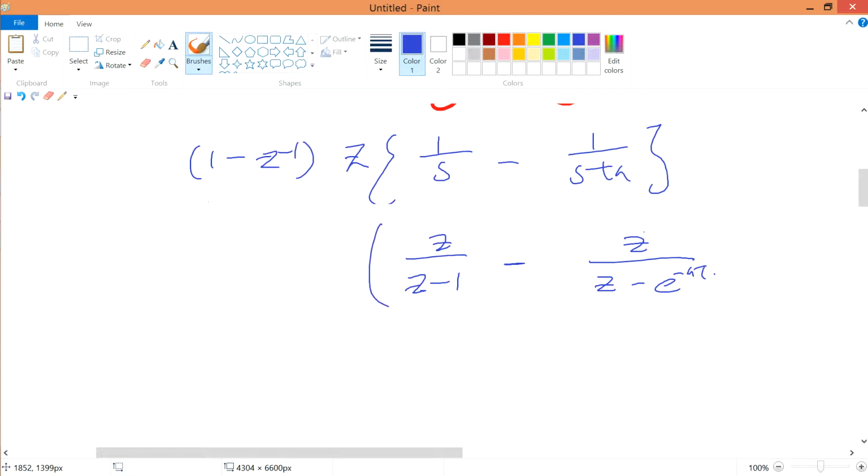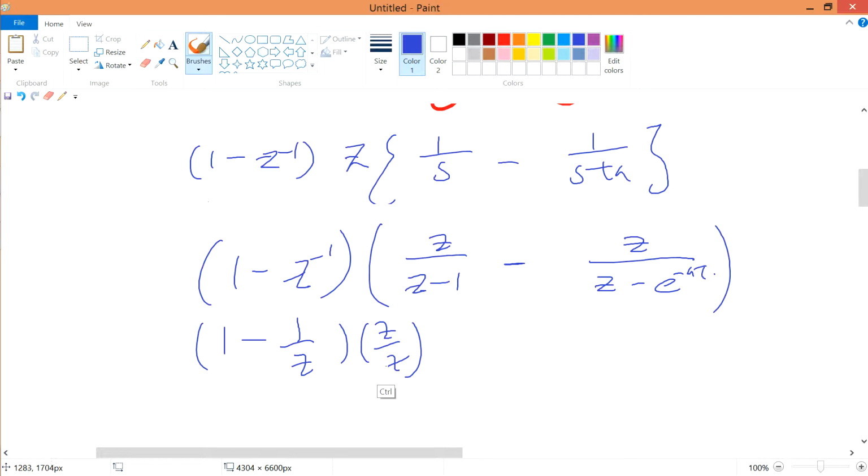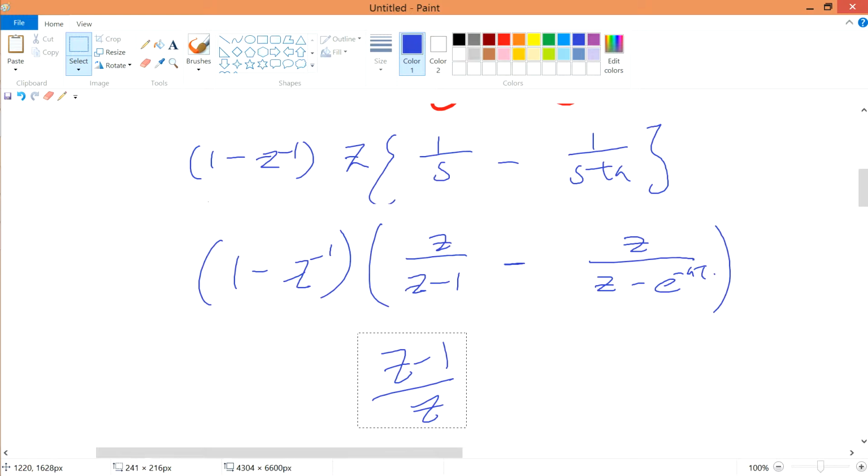So this thing over here is multiplied by 1 minus z minus 1, which you can also rewrite as 1 minus 1 over z, if you multiply everything by z over z. Yes, you can rewrite 1 as z over z, so you have z minus 1 over z. Because this thing over here, if you want to combine it together, you have z minus 1 over z. So I can simply replace my 1 minus z to the power of negative 1 with this form.